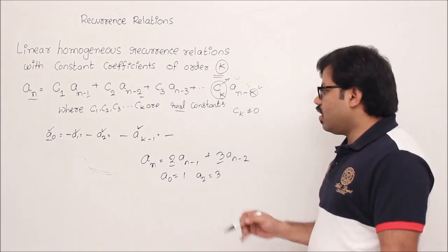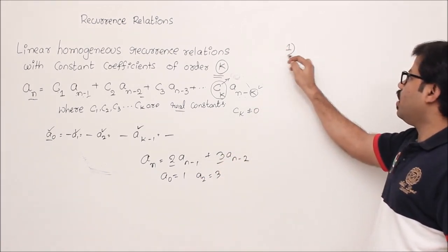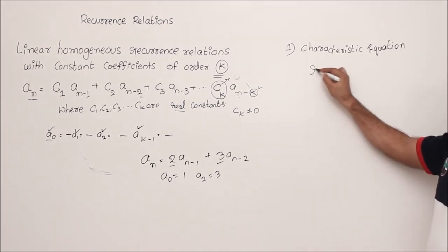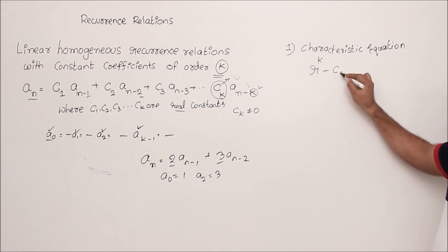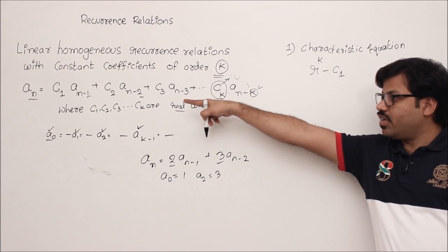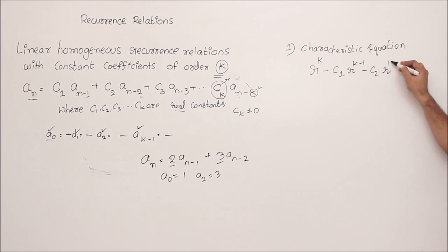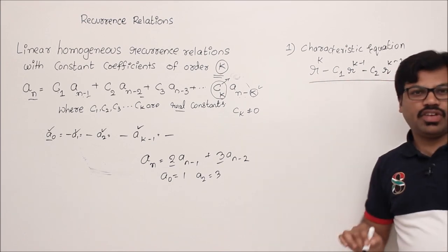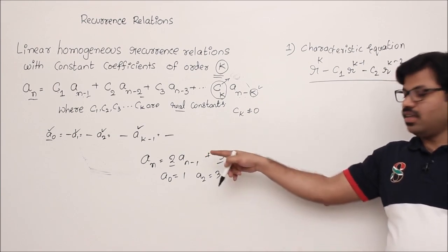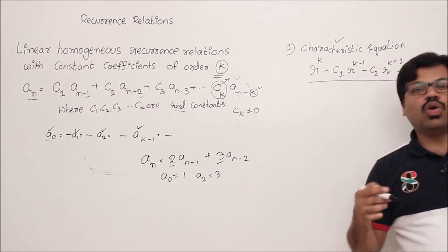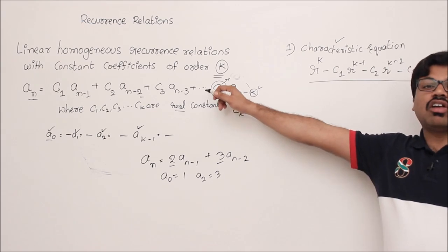For that, step number 1 is you should find the characteristic equation. The characteristic equation will be in this form: r power k minus c1 into r power k minus 1, minus c2 into r power k minus 2, minus c3 into r power k minus 3, and so on, minus ck. This is called the characteristic equation. Whenever you have a recurrence relation, first of all you have to find the characteristic equation, and this method only works for linear homogeneous recurrence relations with constant coefficients.